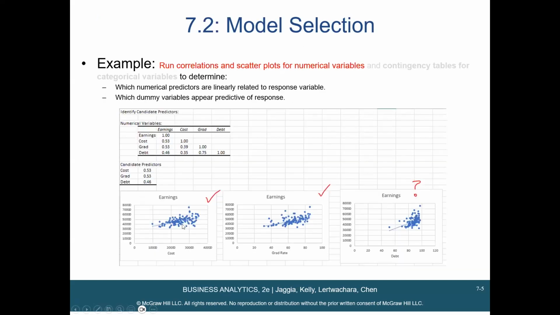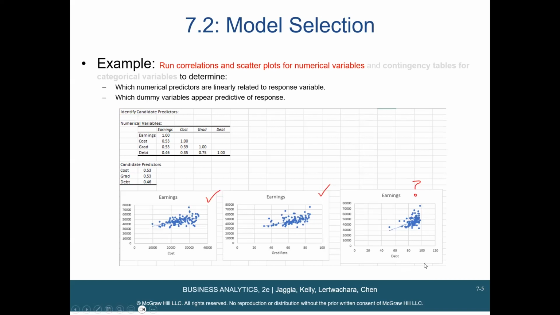I always told you when we were learning about correlations that you can't just trust these numbers. These numbers all are kind of moderate, but you always want to run a scatter plot to see if they are actually linearly related. We see that cost appears to be, and grad rate appears to be, but debt is a little questionable. You can see there's a smear up over here where the points almost look like exponential growth, if you will.